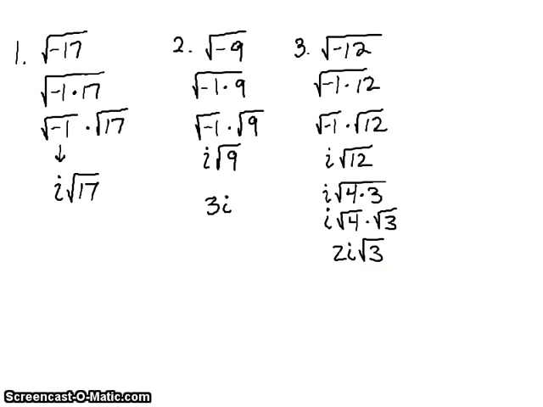So don't forget, if you have a non-perfect square, you can break it down and try to find perfect squares within your radical. So that's going to be the basics for imaginary numbers. Now we can talk about something called complex numbers. So as you can see on the screen, the set of complex numbers consists of the real numbers and the imaginary numbers.